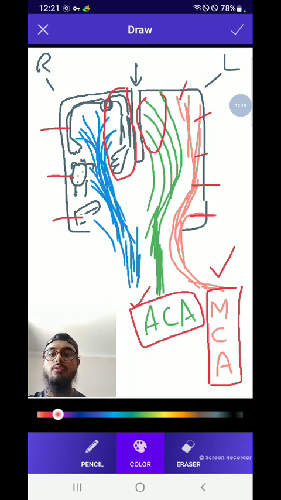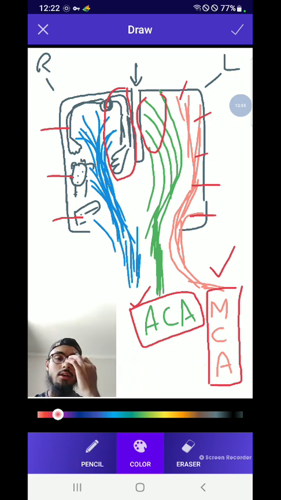Its clinical importance is very important. The anterior cerebral artery supplies which area of our body? The lower extremity. If there is an anterior cerebral artery stroke, then the lower extremity is paralyzed. And if there is a middle cerebral artery stroke, which part is affected? Your upper extremities, your face, your tongue: all these structures are affected in middle cerebral artery palsy.